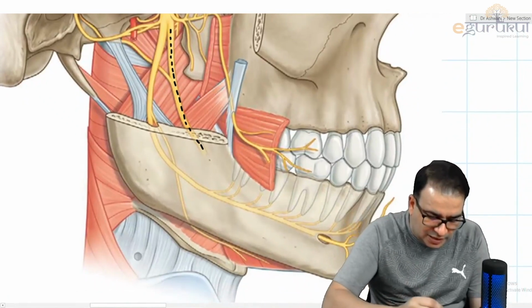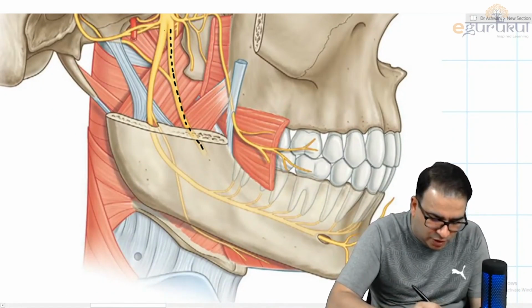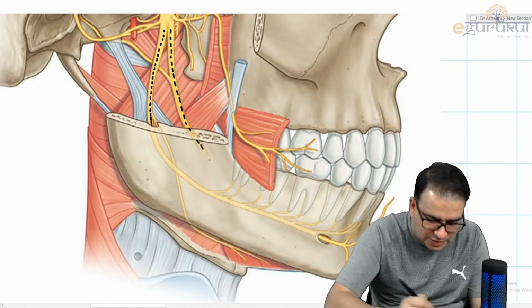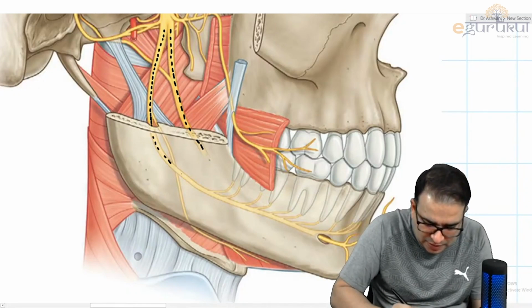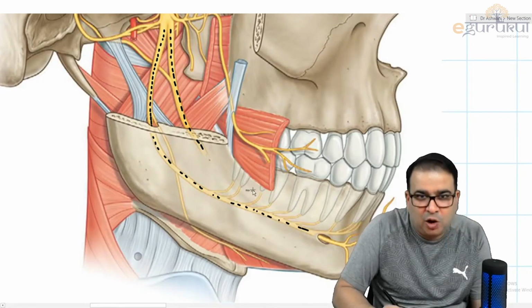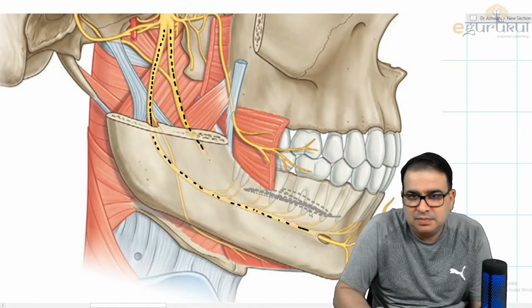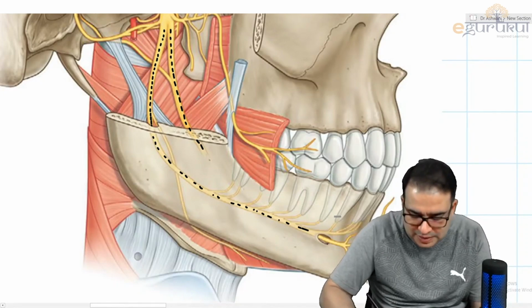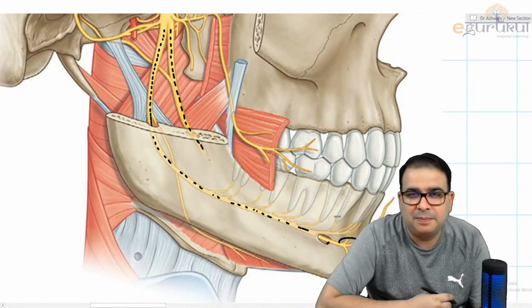But the one which is clearly shown here is the inferior alveolar nerve. Look at this. This is the inferior alveolar nerve which is entering into the mandible. Can you see that? And it is running in the mandibular canal. It is running in the mandibular canal. It is supplying all the gums and teeth below. That's why it is called alveolar. And then it comes out as what nerve from this foramen? That is the mental nerve coming out of this foramen here.